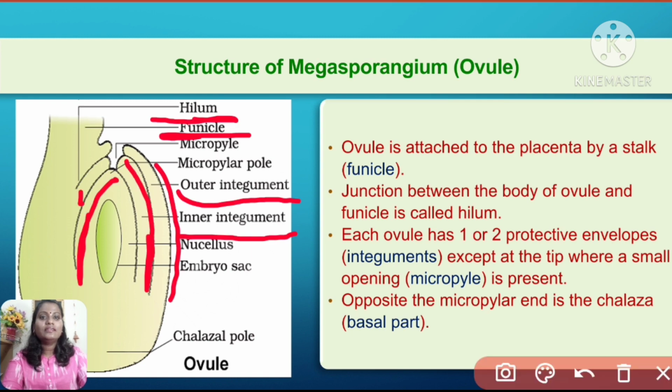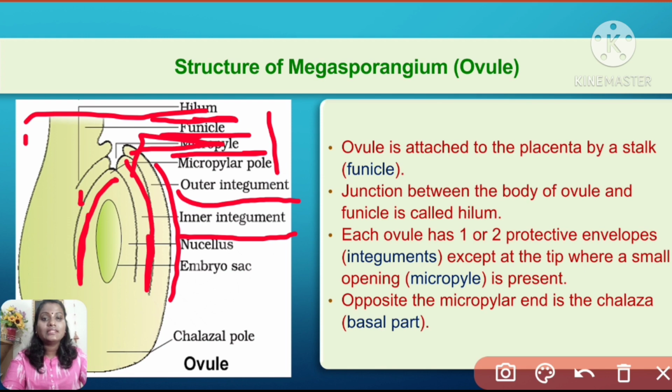Here you can see this region. In this region the integument is absent, which we call the micropyle. This region is also called the micropylar end. Just opposite to the micropylar end, you have the chalazal end. Okay students, you should remember which one is the micropylar end. The end where the micropyle is present we call the micropylar end. Opposite to the micropylar end, you have the chalazal end.